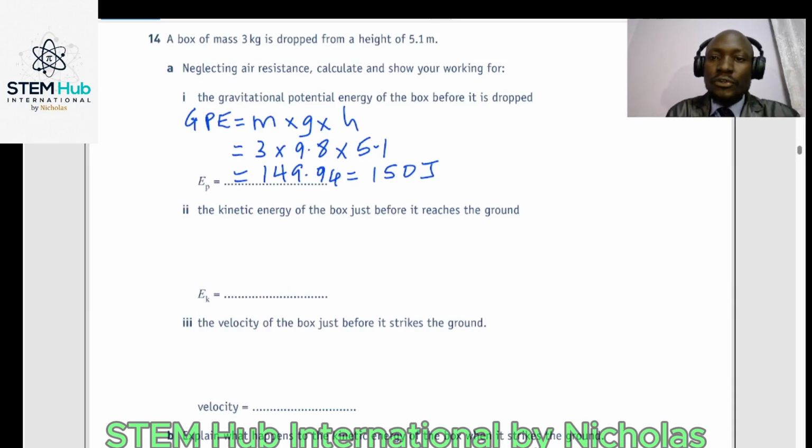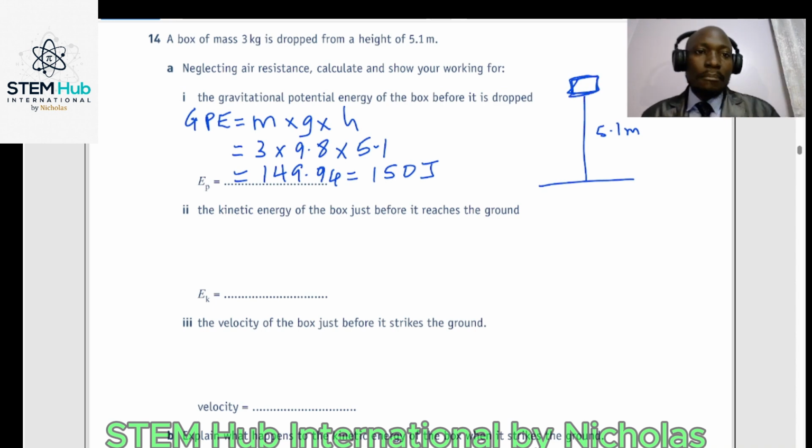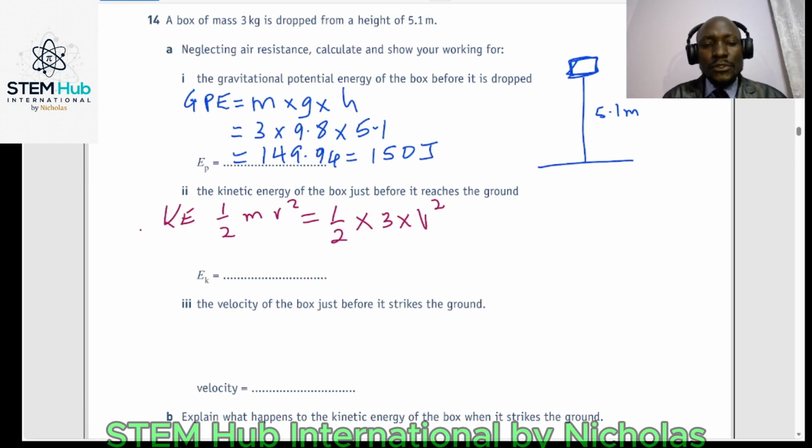Remember, it is about a box at this particular height, then it's supposed to land on the ground. This is the height, 5.1 meters. We talk of gravitational potential energy. For the students who are aware of what is happening, you will find out that during this movement, the gravitational potential energy is converted to kinetic energy. Therefore, during your calculations, you'll find that the above answer still gives you 150 joules.